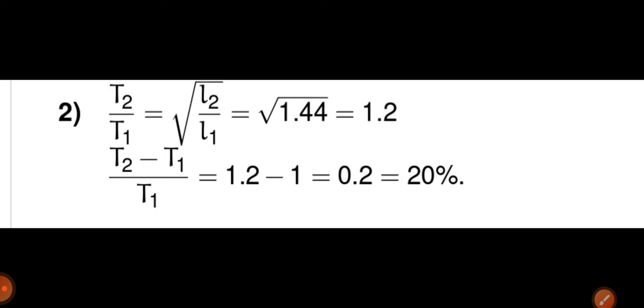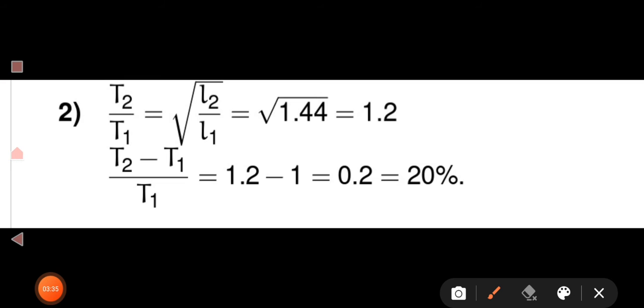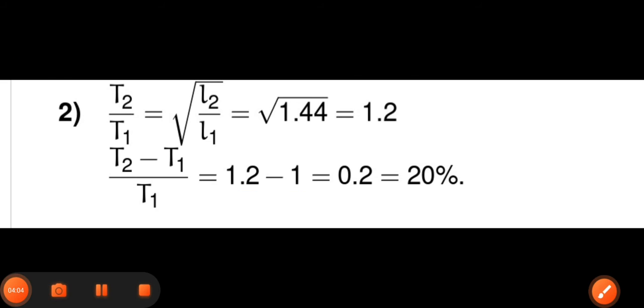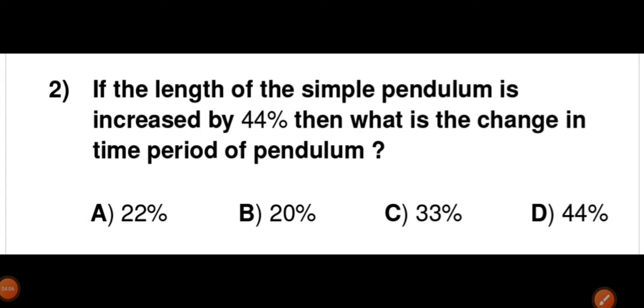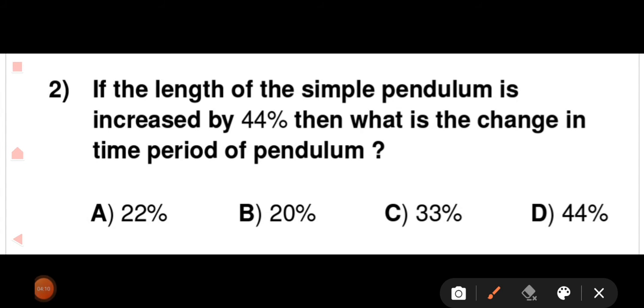Now in the given question, the change in the time period is asked. In order to calculate the change in the time period, we have to take T2 minus T1 upon T1 into consideration. So 1.2 minus 1 upon 1 is 0.2, and in terms of percentage it is 20%. Friends, this is a very important question regarding the simple pendulum. In many examinations this question is asked. So as per the solution, option B is the correct answer for question number two.